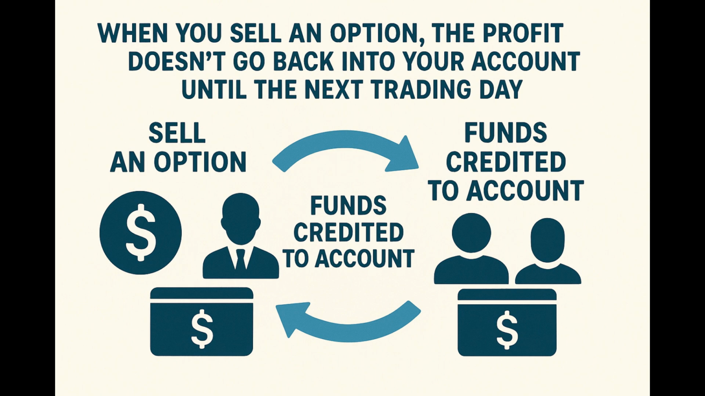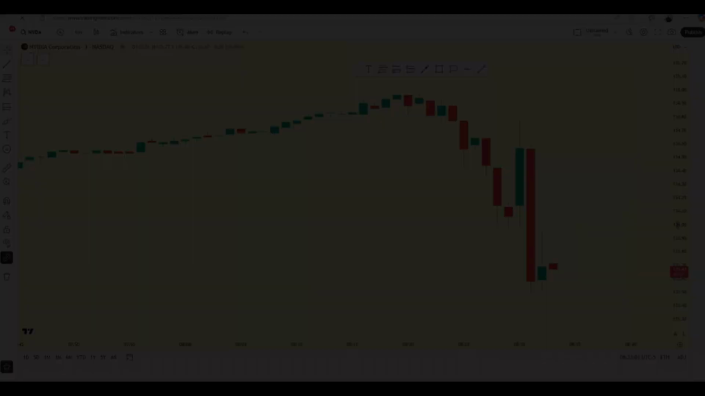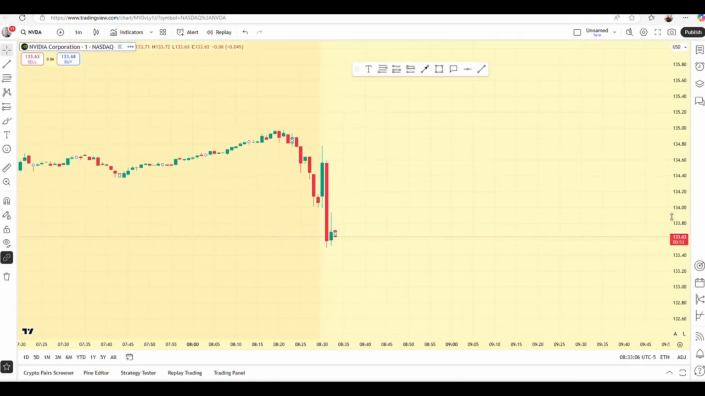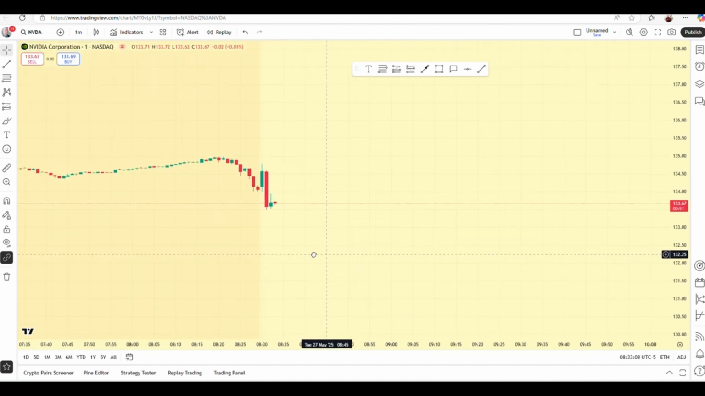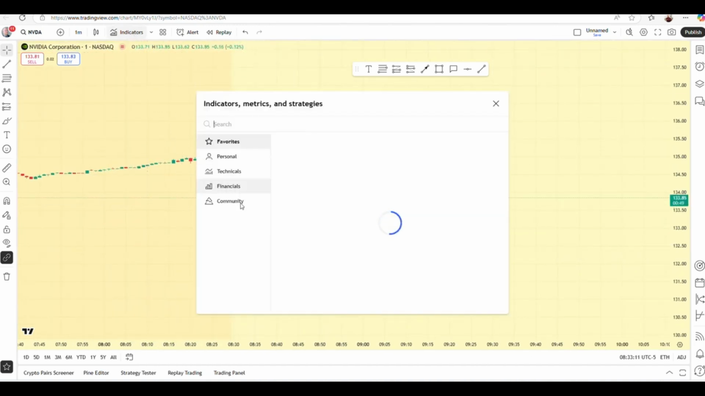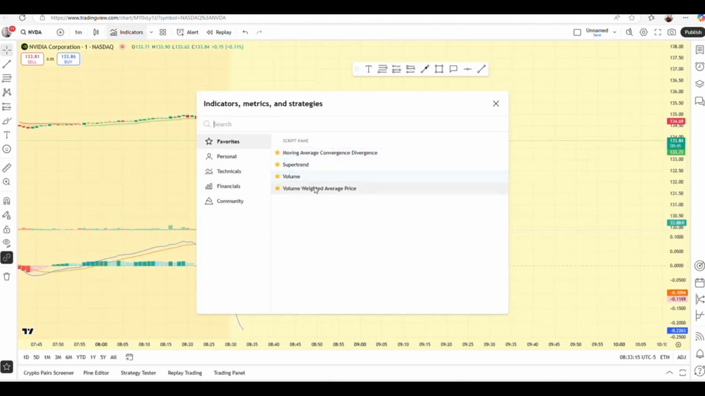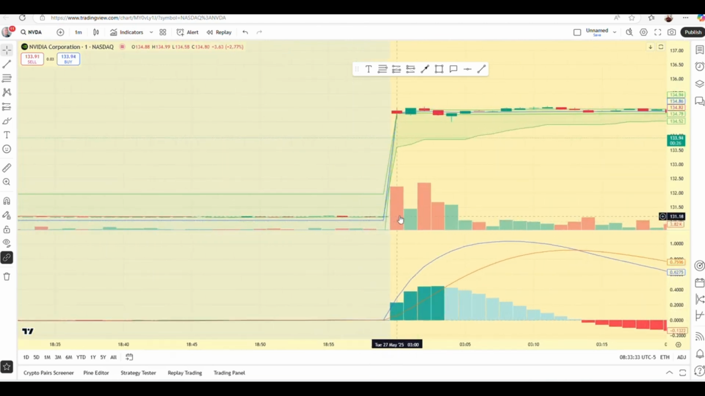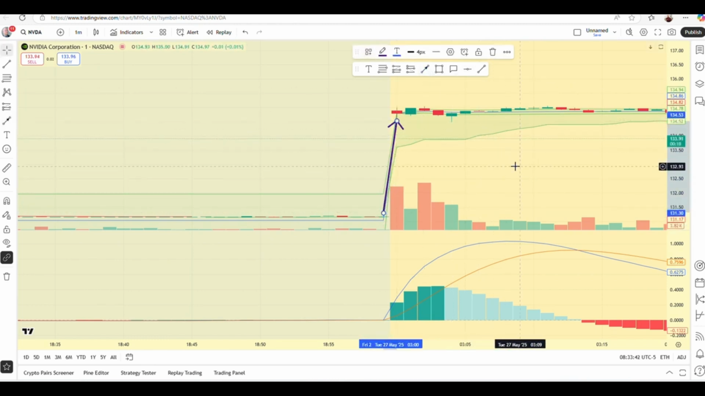Let's begin by examining NVIDIA on our TradingView platform. First, ensure your price axis is properly adjusted to avoid exaggerated stock movements. Next, verify that our essential indicators are active: MACD, Supertrend, Volume, and VWAP. Observing overnight activity, we see significant upward movement during the European trading hours, signaling considerable buying strength, likely due to anticipation of NVIDIA's upcoming earnings call.